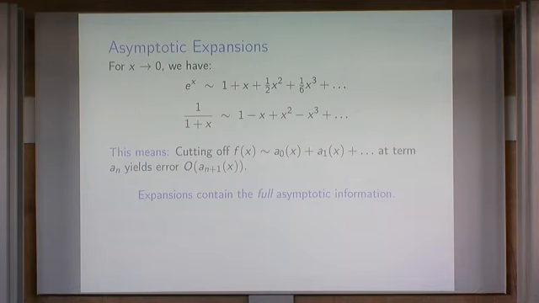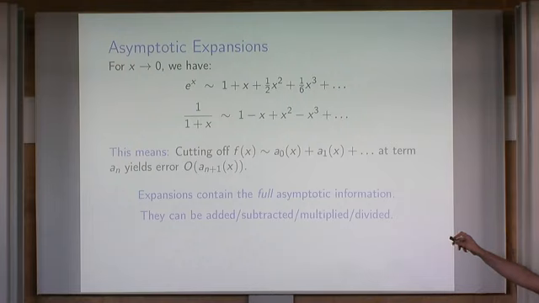And as I said, they contain the full asymptotic information, and you can just add them and subtract them and multiply them formally. So if you want to know the limit of this thing minus this thing, then you can just subtract the series element-wise, and so the 1 cancels out, and then you have x minus minus x, so you have 2x there, and then you know the limit. And you can do that for multiplication, division, and it just works out.